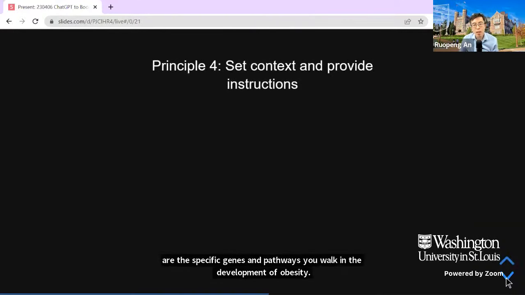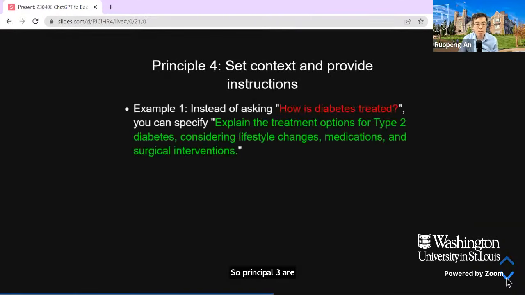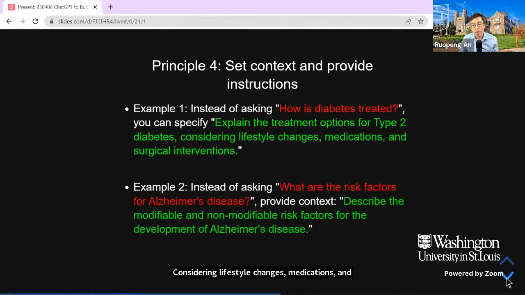So principle 4 is set the context and provide instructions. For example, if you ask how is diabetes treated, well, there's no context, right, in this question. Maybe you can specify by providing some context: explain the treatment options for type 2 diabetes, considering lifestyle changes, medications, and surgical interventions. Another example is instead of asking, what are the risk factors for Alzheimer's disease? You may provide some context. For example, describe the modifiable and non-modifiable risk factors for the development of Alzheimer's disease.